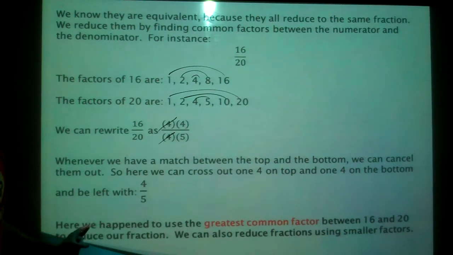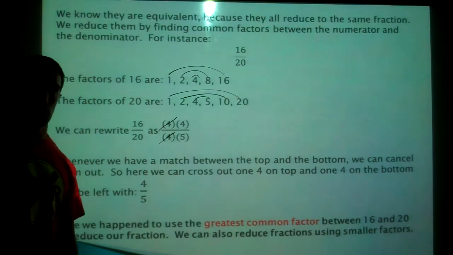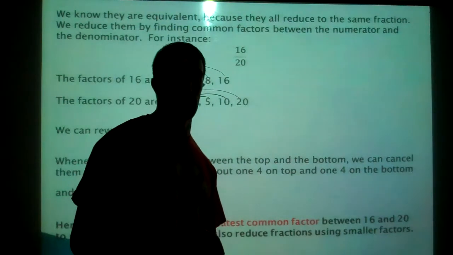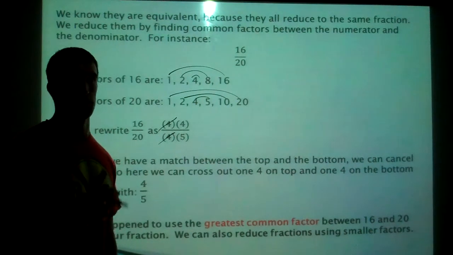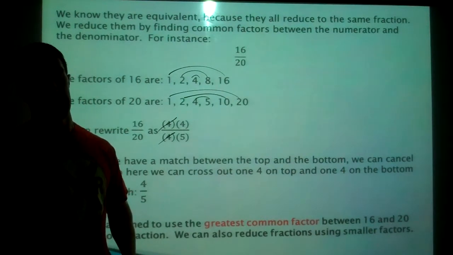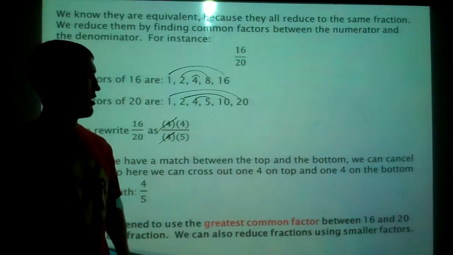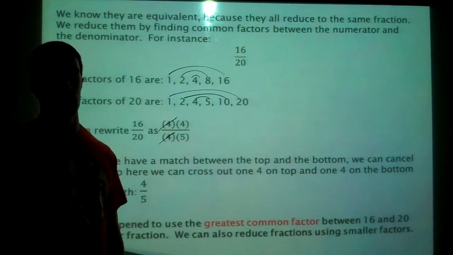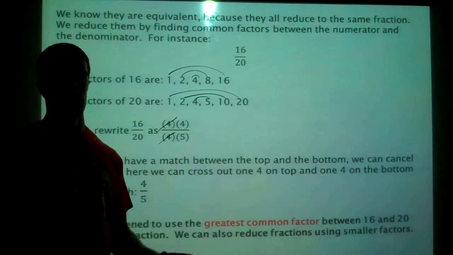And actually what we used here, we used the greatest common factor between 16 and 20 to reduce our fraction. If you do use the greatest common factor, it's going to reduce to its simplest form right away. So it's kind of nice to know what the greatest common factor is, or the GCF as we call it, because then once you find that, it'll reduce to simplest terms.